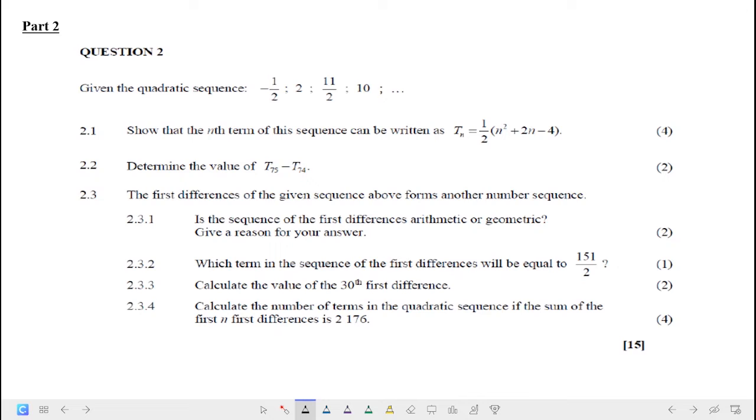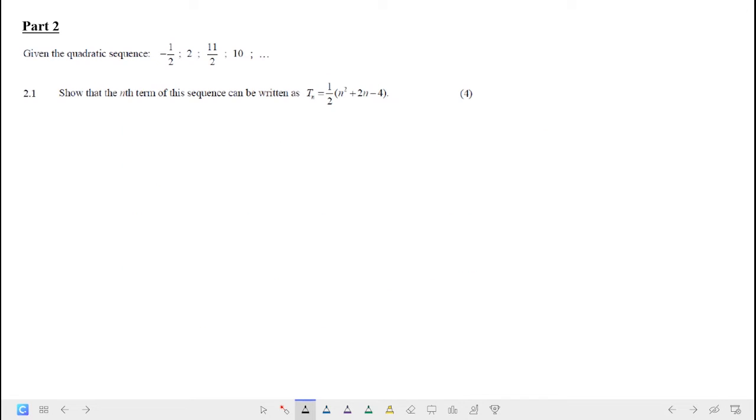So without further ado, we're going to go straight into the questions. Now in the first question, 2.1, we are given a quadratic sequence. Whenever you are given a sequence, it is important first that you write down all the information that you know about that sequence. Here we're talking about the quadratic sequence. So let's first write down the term values that we're given.